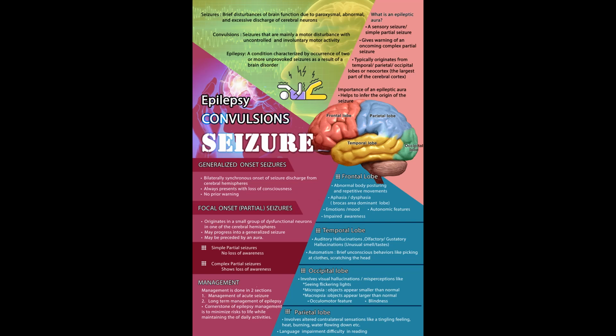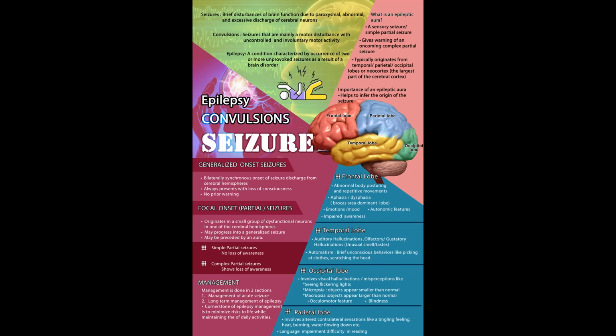If the origin is in the temporal lobe, the individual may have auditory hallucinations since the primary auditory cortex is located here. They may also give vertiginous features or fear that can be mistaken for a panic attack.